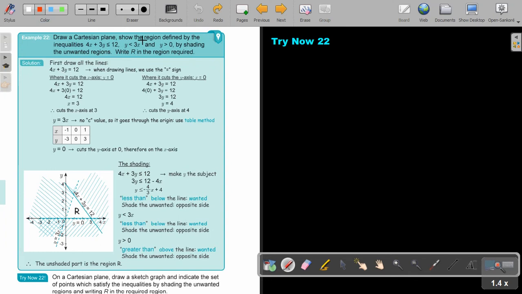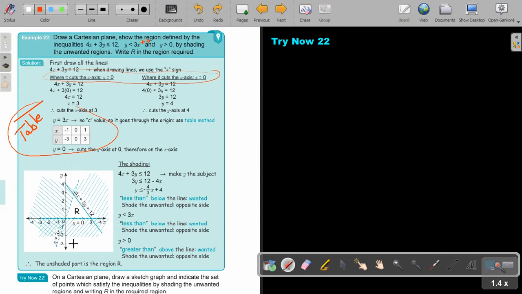If there's not a C value, if the C value is 0, you cannot follow this method. This method will not work because you don't have a C value. That means it's going through the origin. Then you must make a table. So you make your table, you choose a few values, you substitute, and you plot your points. Because it's going through the origin, it's cutting the x-axis at 0 and the y-axis at 0, but you don't know whether the line must be steep or less steep, and that's why you must not forget to draw a table.